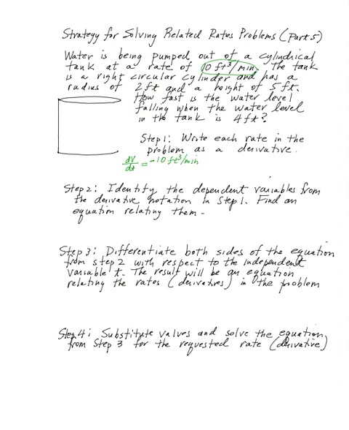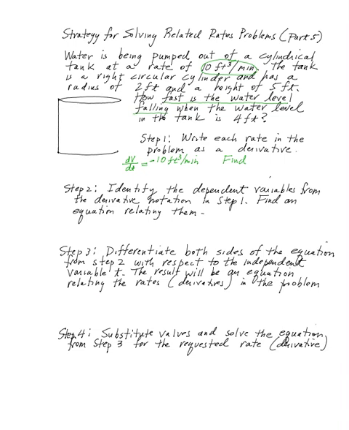Are there any other rates in the problem? Sometimes I've heard students say, well, 2 feet is a rate or 5 feet is a rate. No, 2 feet is just a quantity, right? 5 feet is a quantity. It's not a rate. You don't have feet per something. There is another rate in the problem, and it's the rate that we're trying to find. We want to know how fast the water level is falling.